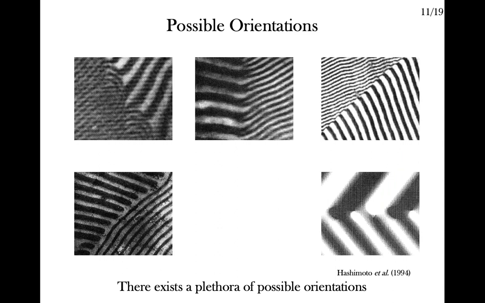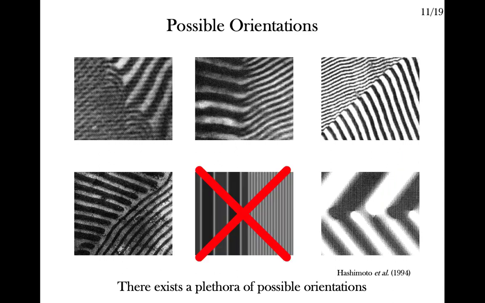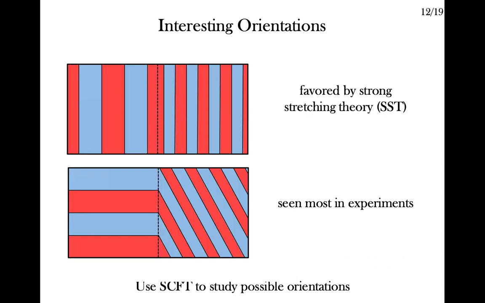In experiments, we see a whole lot of ways that long and short lamellae can intersect. Conspicuously absent, however, is the simple scenario that we just described. The most common type of interface that's seen is this one, where the long and short lamellae meet at an angle. But why? Why is this scenario preferred over the simple one? Now we have a mystery, two candidate behaviors, and we want to understand them further. It's time to pull out the old self-consistent field theory and see what that has to say.